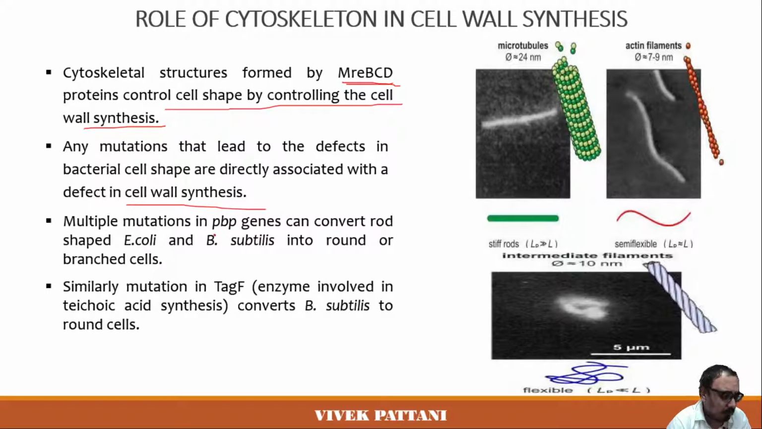Multiple mutations in PBP genes can convert rod-shaped E. coli and Bacillus subtilis into round or even branched cells. Similarly, another mutation in the TagF gene, which is involved in teichoic acid, converts Bacillus subtilis into round cells. I hope you remember in which type of bacteria teichoic acid is present.